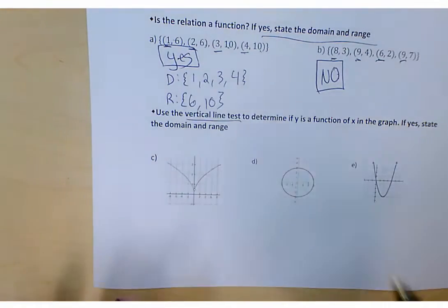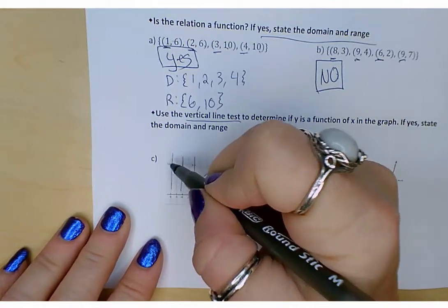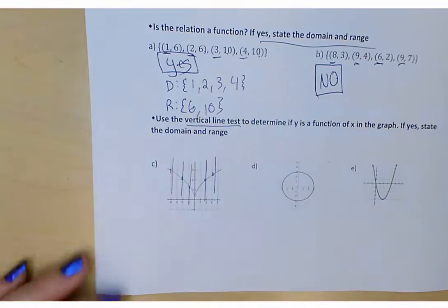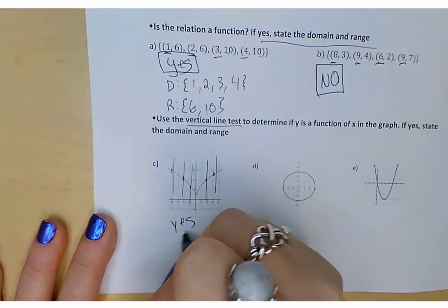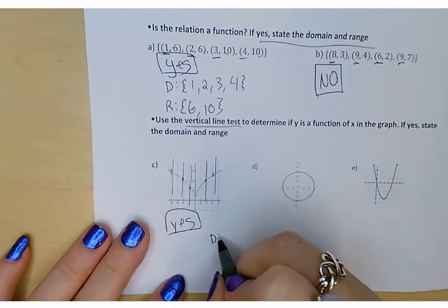So taking a look at example C here, if we draw a vertical line anywhere on this graph, it looks like it's hitting one time, right? One time. This is a function here. It only crosses or it only intersects at one point. So yes, it is a function.